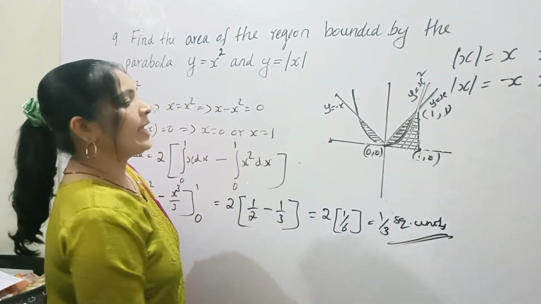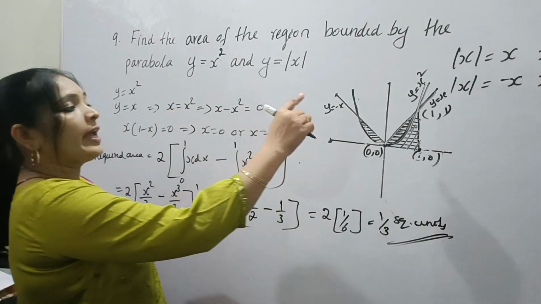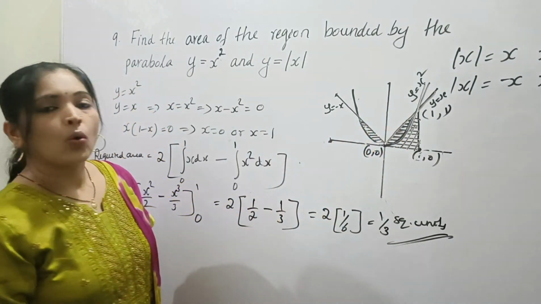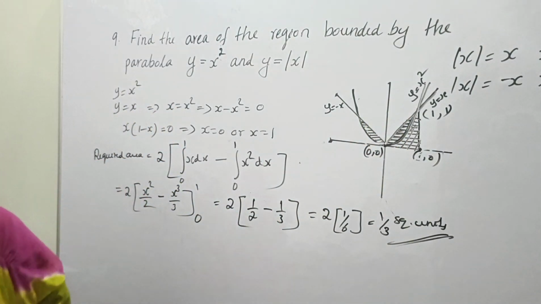So what is the area of the required region? That is the area of this region. Total area of this region is 1 by 3 square units.